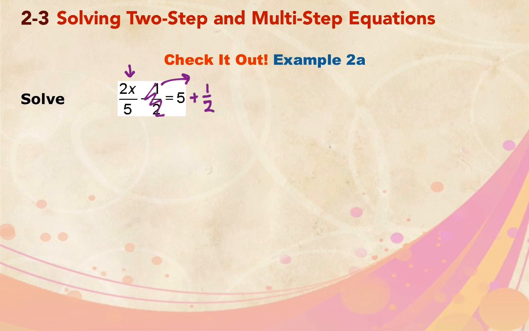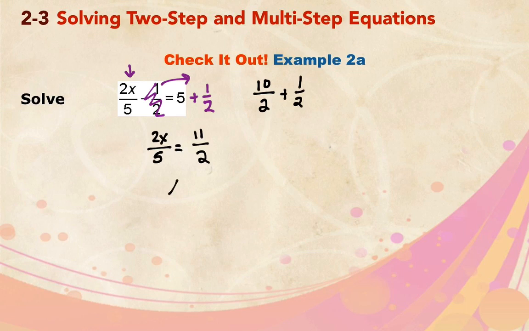So I'm left with, on my left side, 2x over 5. Now there's a couple different ways that you could do this. You can do 5 and 1/2, which I'm not really fond of mixed fractions. I think you should stay away from those as much as possible. So what I'm going to do is common denominator here, which is going to be 2. So that's going to be 10 over 2 plus 1 over 2, or 1/2. That's going to get me 11 over 2. I can't reduce that, so I'm just going to leave it.